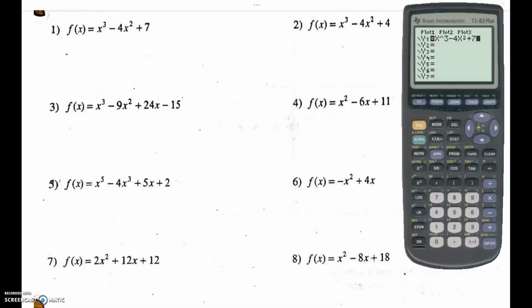So what I'm going to do is graph some of these and talk about how we can use our calculator to find the exact value of our relative minimums and relative maximums. So I'm just doing number one here. I've already got it typed into my calculator, and if I hit graph, that'll give me what my polynomial function will look like. So what I'm trying to get us to focus on is this portion here and this portion here. Those are what's called relative minimums and relative maximums of our polynomial functions.